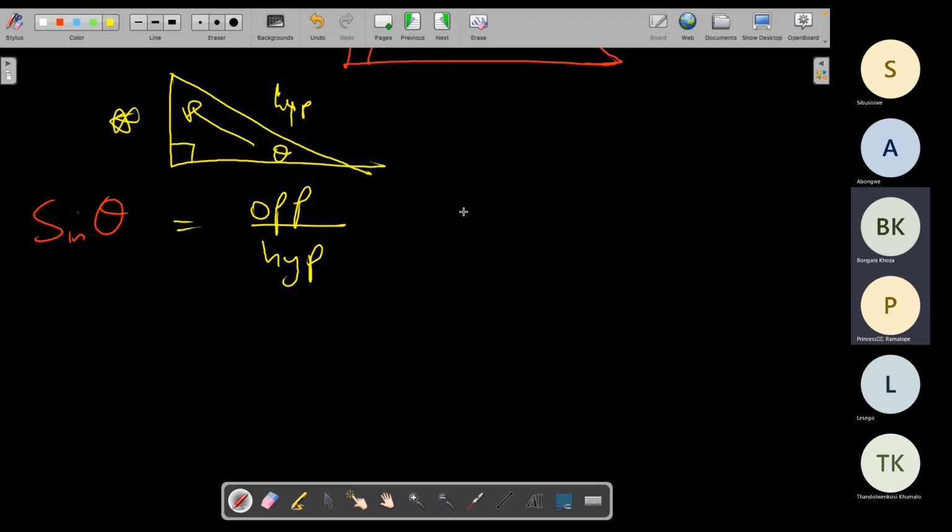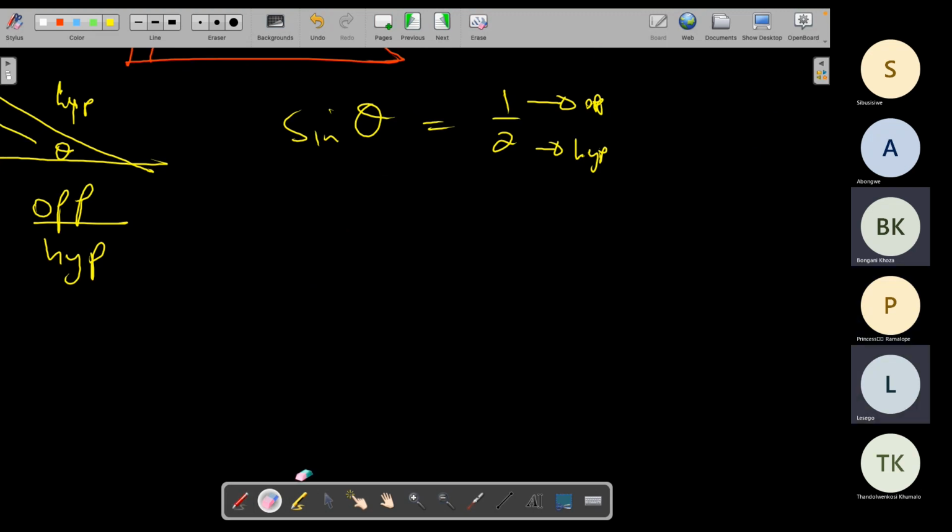To get the trig ratio, you need to do this. You need to understand this part too. If you're given sine theta equals 1 over 2, the 1 is the opposite side and the 2 is your hypotenuse. So 1 is your opposite and 2 is your hypotenuse over there. So it's opposite over hypotenuse for sine.